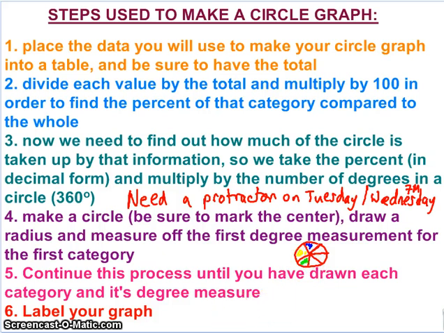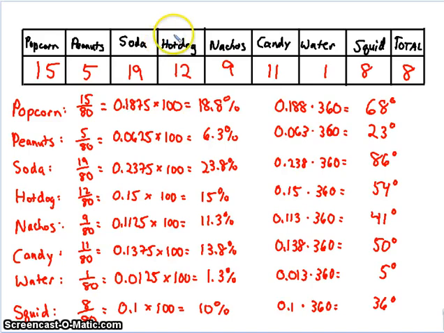All right, so I've worked one out for you. This is stuff that people like to buy at a movie theater. Sorry, I forgot a 0. Okay, 15, 5, 19, and so on. So for popcorn, I'm going to take 15 divided by 80, I get that into a decimal, I multiply it by 100, that gives me the percent. So this is step number 1 that I have to go through.